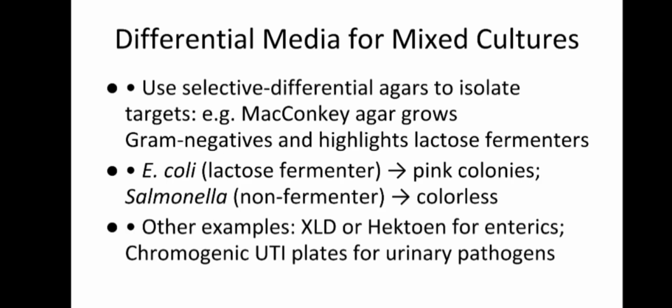So we'll just take a simple example for E. coli. We use MacConkey agar for gram negatives. It selectively differentiates. But among gram negatives, there is another classification, right? Lactose fermenting and non-lactose fermenting. Those that ferment lactose turn pink in this agar. Those that don't, like salmonella, will be colorless.